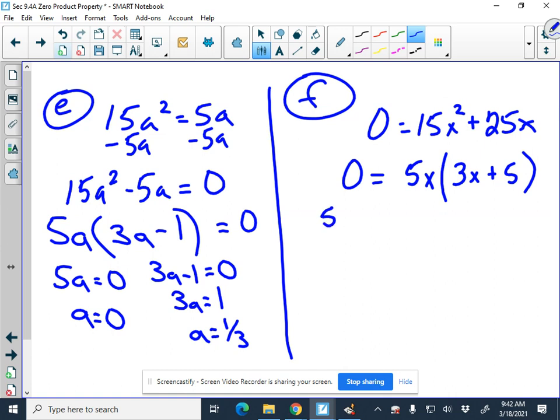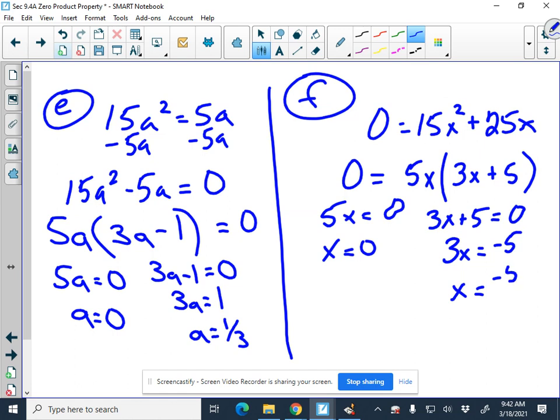So now we get 5x equals 0. If I divide by 5, x is 0. 3x plus 5 equals 0. I subtract 5. Then I divide by 3. And we got it.